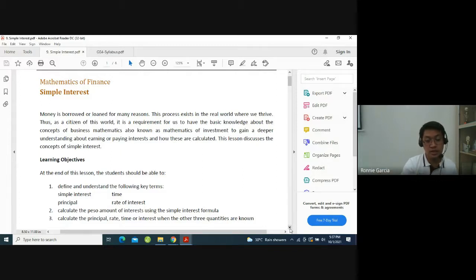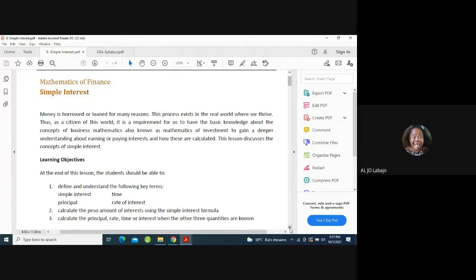Second is, we must calculate, since we are using peso in the Philippines, the peso amount of interest using the simple interest formula. So it's better to have your calculators with you. You can use a scientific calculator, or an ordinary calculator in your cellphone so that it will not take long to solve. Let's proceed.